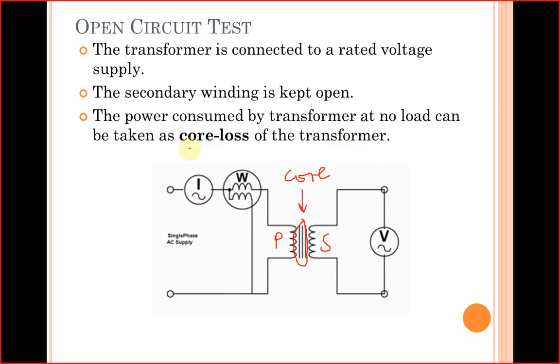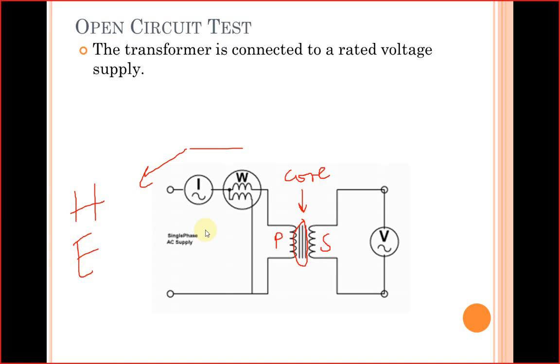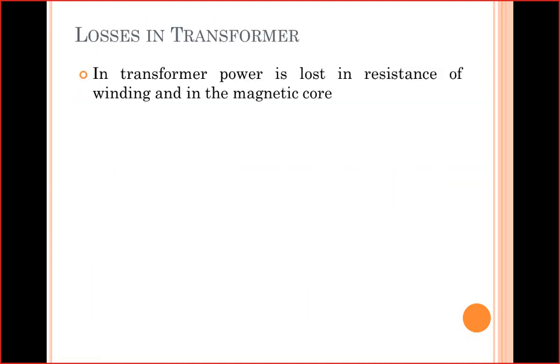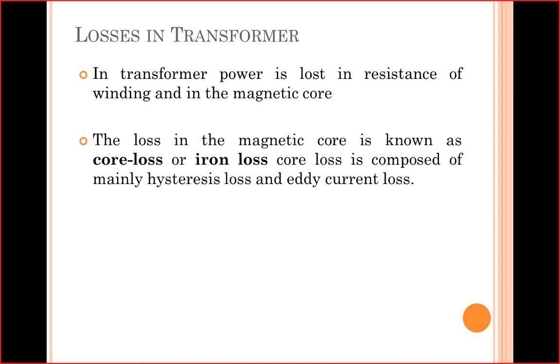And in the core losses, we have discussed earlier that we have hysteresis losses and eddy current losses. In the previous slides I have shown you that the core losses, or iron losses, are composed of hysteresis loss and eddy current loss.